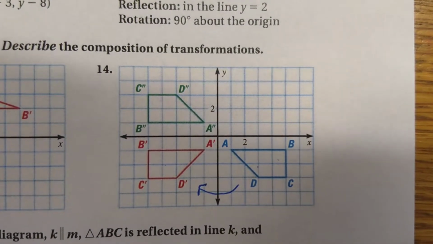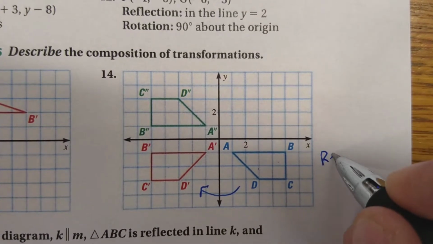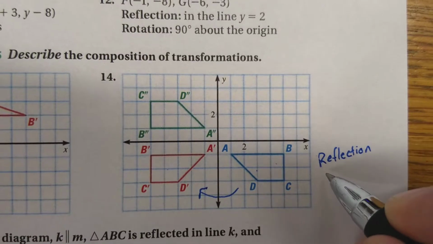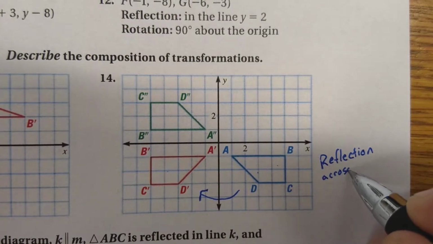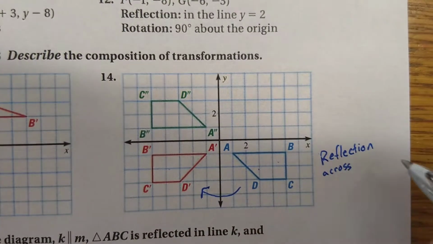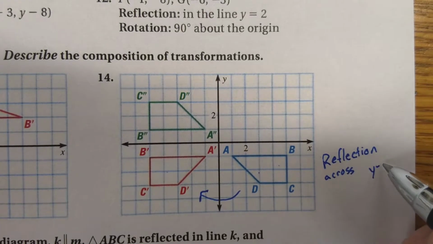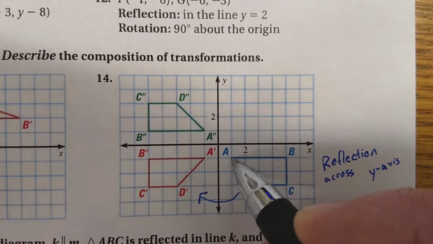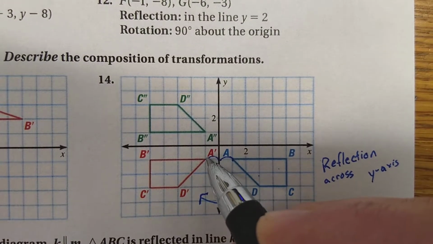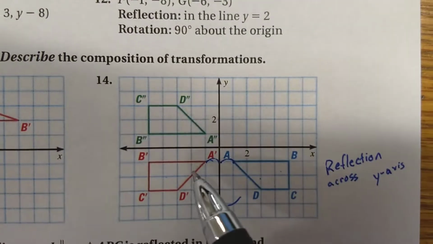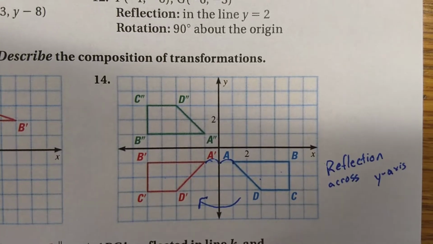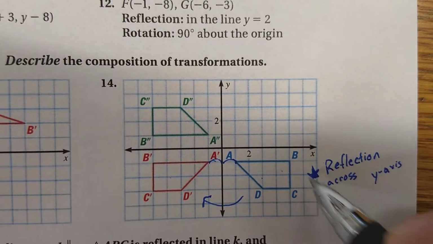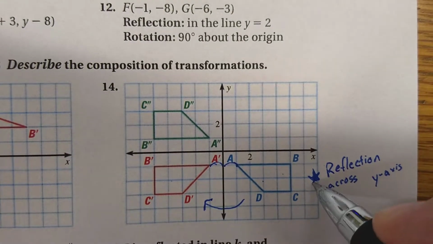It looks to me like this is a reflection, and we want to be more specific about that. Reflection across which line? Looks to me like it's a reflection across the y-axis. I know that that's true because every point here is the same distance from the y-axis as it is on this new image. Okay, so that's the first step. It's a reflection across the y-axis, and then what comes next?